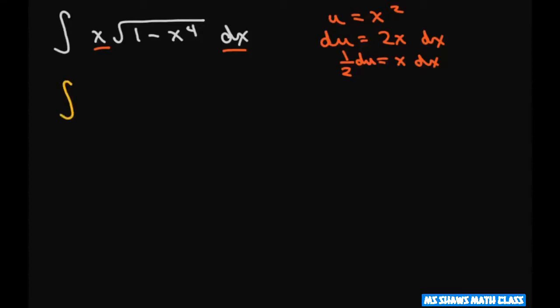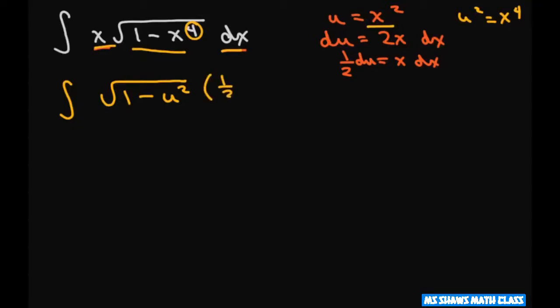You substitute that in, you're going to get the square root of 1 minus, now u is x squared, and we have an x to the 4th. So instead of that, you're going to write u squared, because u squared would equal x to the 4th. Now x dx is just going to be 1/2 du.